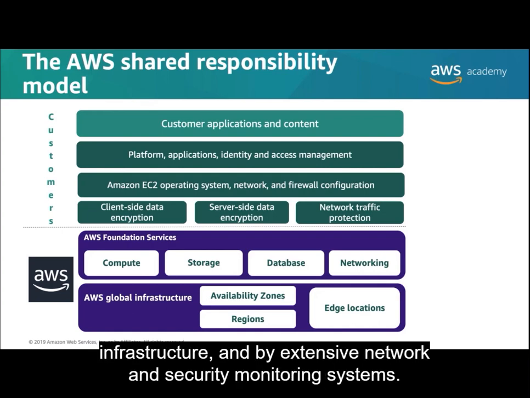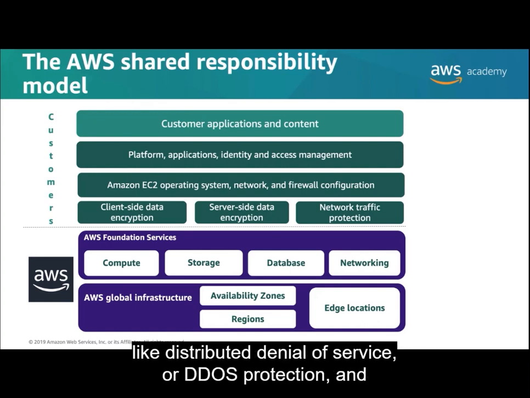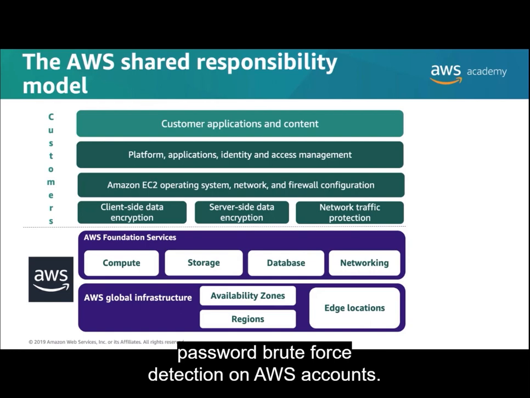Regarding the responsibilities of AWS in the shared security model, your applications and data are protected by highly secure facilities and infrastructure, and by extensive network and security monitoring systems. These systems also provide basic but important security measures, like distributed denial of service, or DDoS protection, and password brute force detection on AWS accounts.